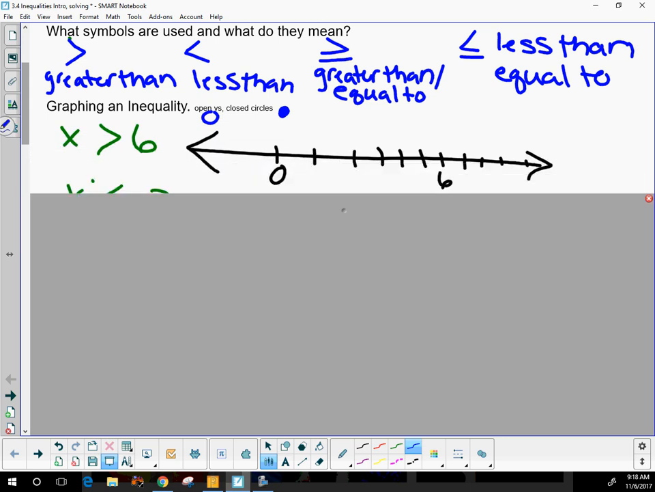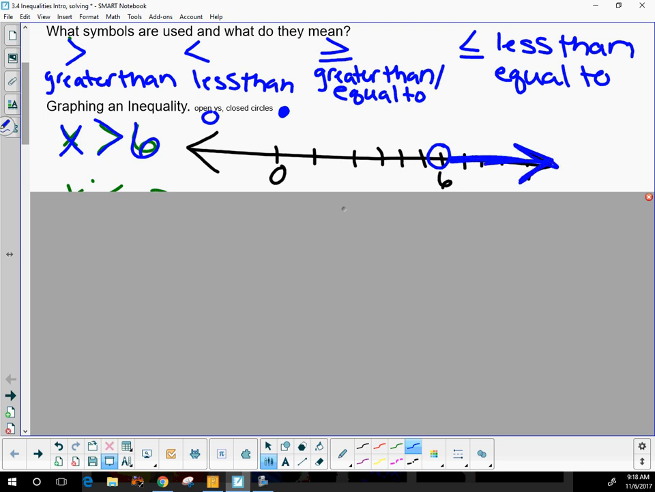If you want to graph that x is greater than 6, where would that go? You'd see that I have this entire number line. I just put a 0 and a 6 on there. So x is bigger than 6. Can x equal 6? Not in this particular statement. So that's when we're going to use an open circle. It doesn't include that number, but it includes every number larger than it.